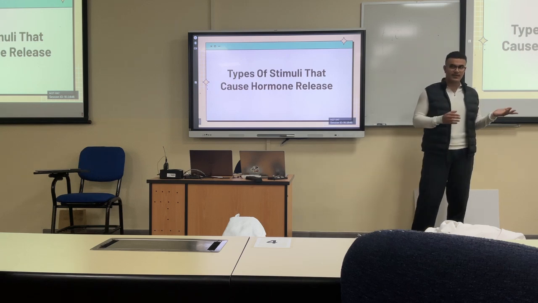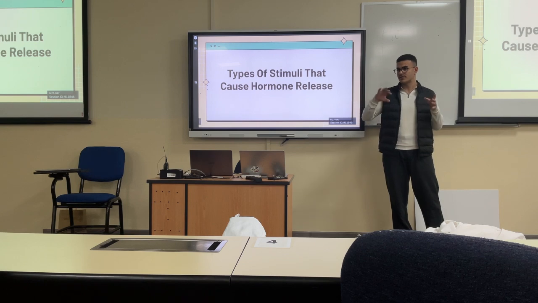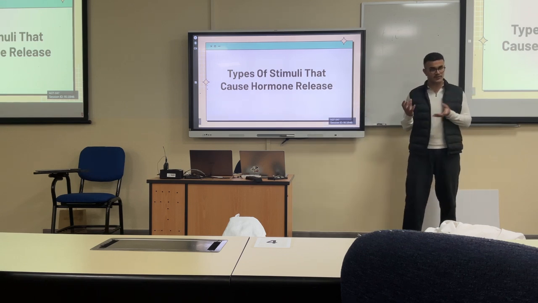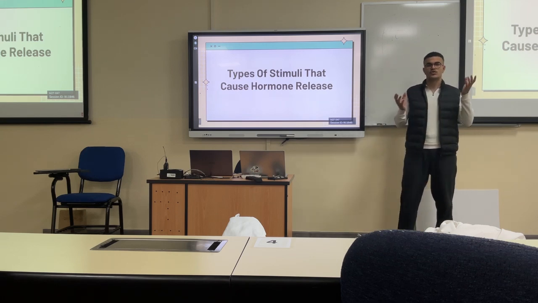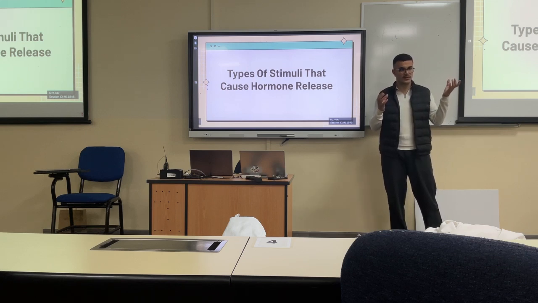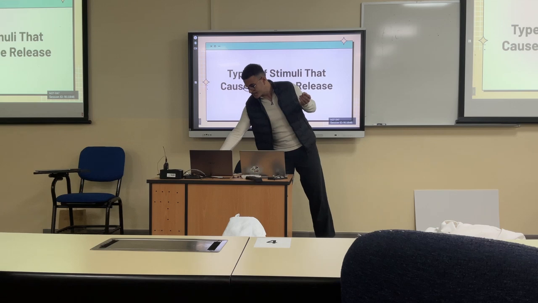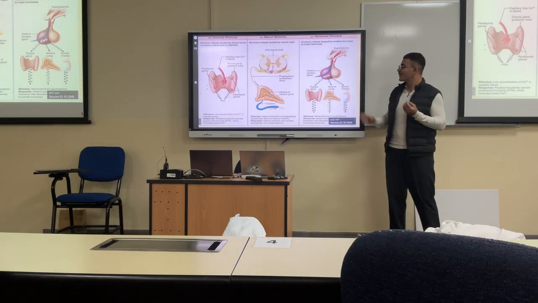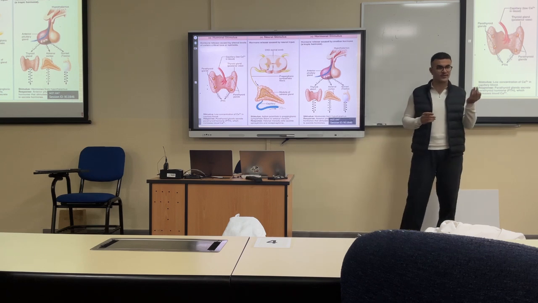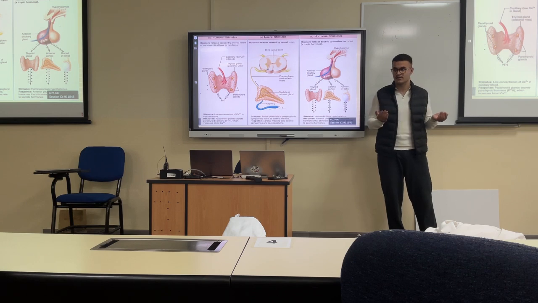So the endocrine system is mainly related to glands, and each gland secretes hormones, right? For a gland to be able to secrete any hormone, it should be stimulated first. Am I right? So what is this stimuli? We have three different types of stimuli, which are humoral, neural, hormonal.